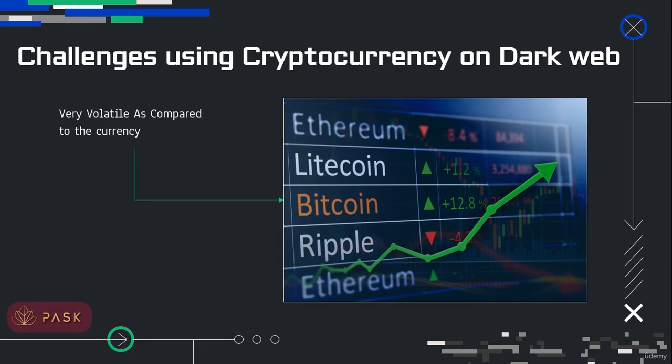There are some challenges of using cryptocurrencies on the dark web. While cryptocurrencies have advantages for dark web users, they also have some challenges. For one, the value of cryptocurrencies like Bitcoin can be volatile, making it difficult to price goods and services on dark web marketplaces.